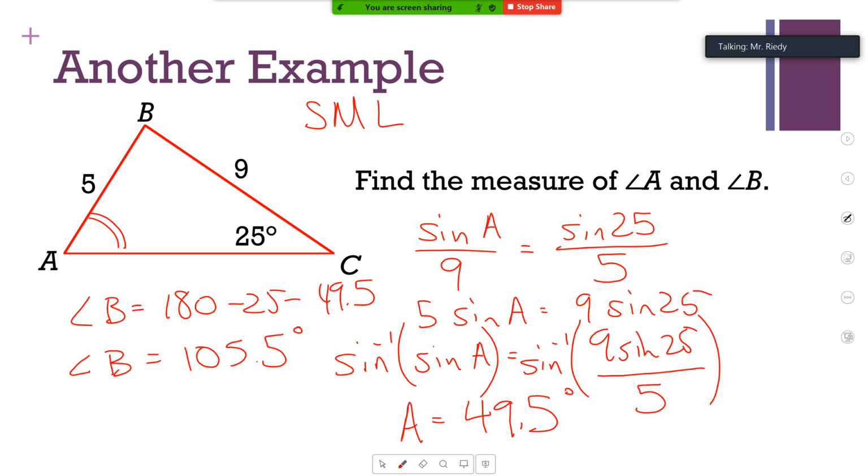And now that I have all three angles, if I was feeling saucy, I could go and find the length of AC. The problem doesn't ask you to do that, but I could, because now I know the angle for B, and therefore I can use the ratio of the angle, the sine of the angle over the side. Okay? This doesn't seem too bad, does it?